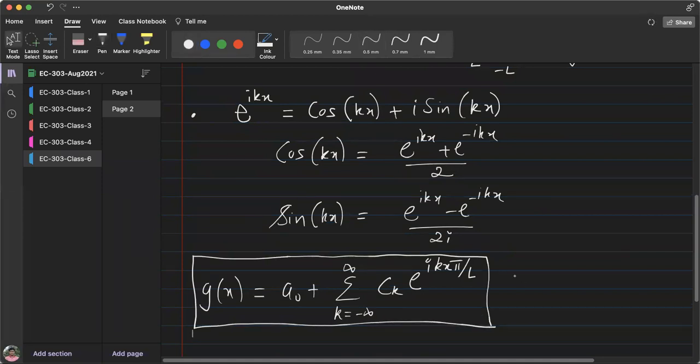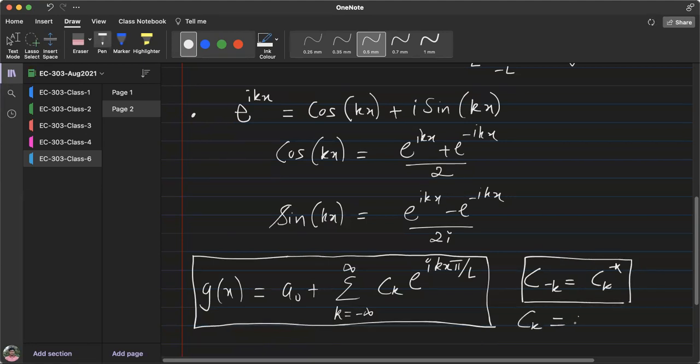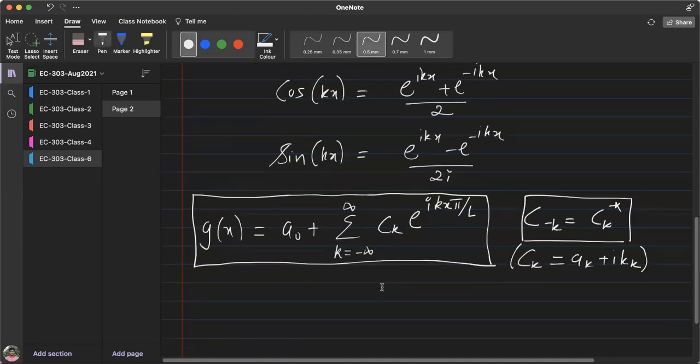And ck also has an interesting property that c of minus k is basically the conjugate of c of k. In fact, c of k is equal to ak plus ibk. Please verify this. I'll leave it as a small optional exercise for those who are interested, if you haven't come across this. For today, I hope not to use this at all. But this is very useful to know in general when we are using Fourier series.